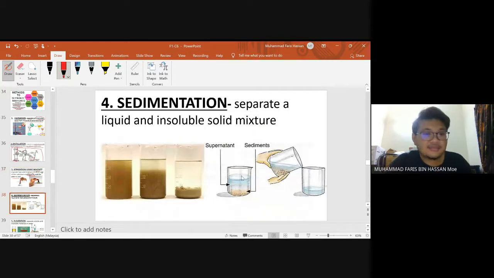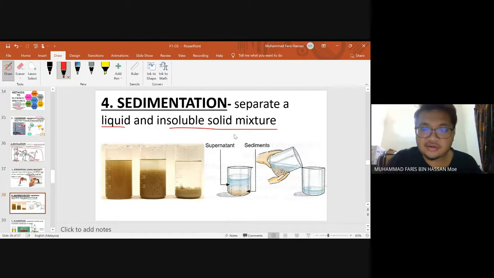Okay, the next separation method should be sedimentation. So what is sedimentation? It is a method that can separate a liquid and insoluble solid mixture. For this kind of method, one of the mixture is liquid and the other one is an insoluble solid, such as sand. So we have a mixture of sand in the water.